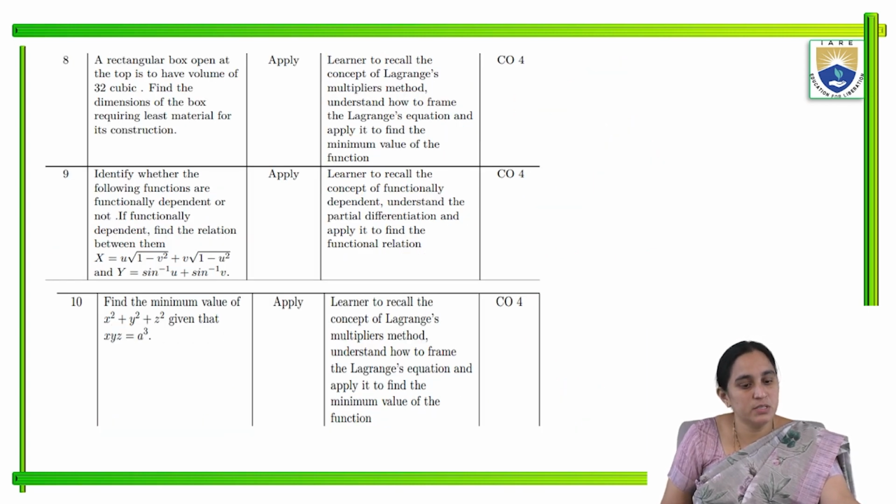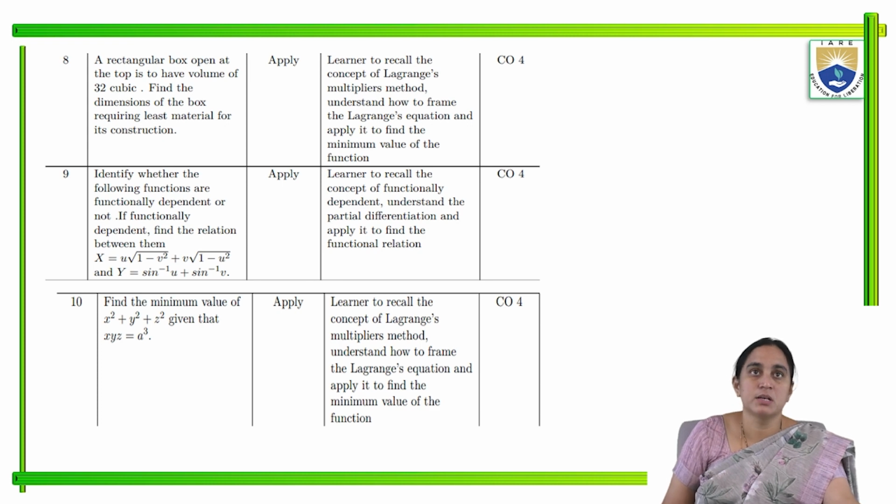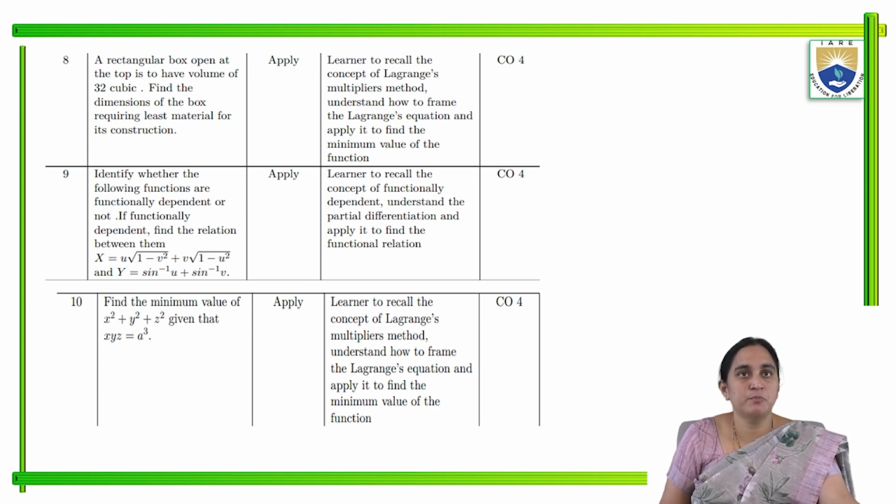In the eighth question, a rectangular box open at the top is to have a volume of 32 cubic units. Find the dimensions of the box requiring least material for its construction. This also comes under the same topic we already discussed. Ninth question: identify whether the following functions are functionally dependent or not. If functionally dependent, find the relation between them. This is also the same as the previous question.